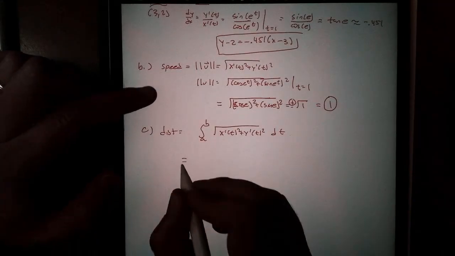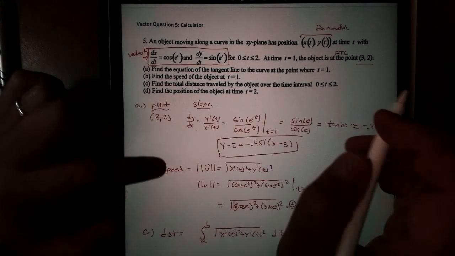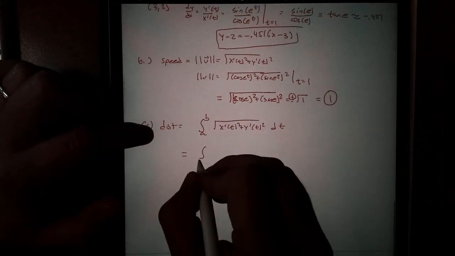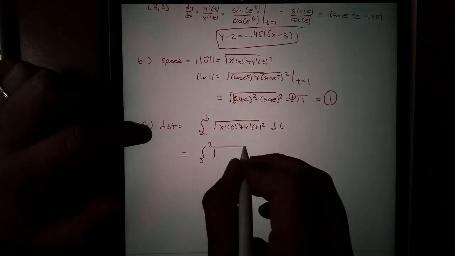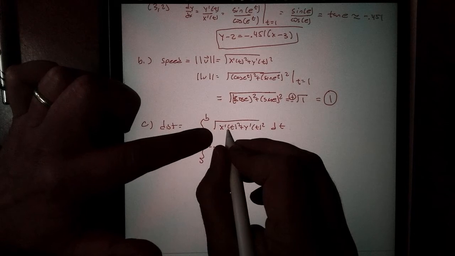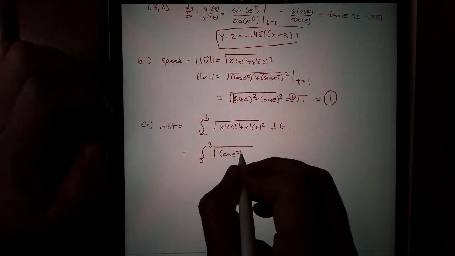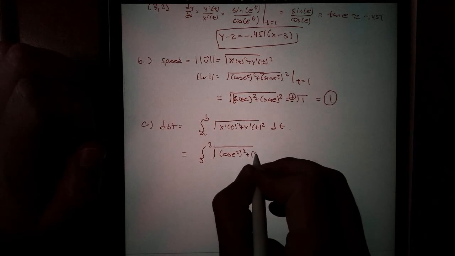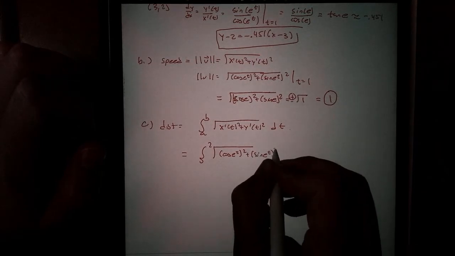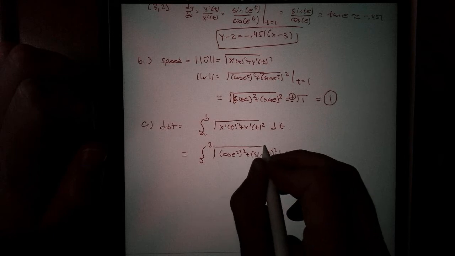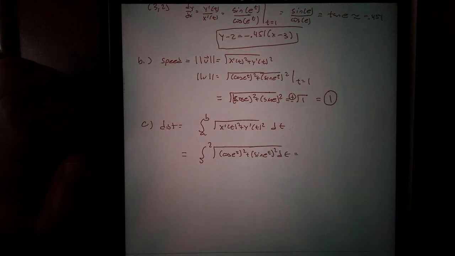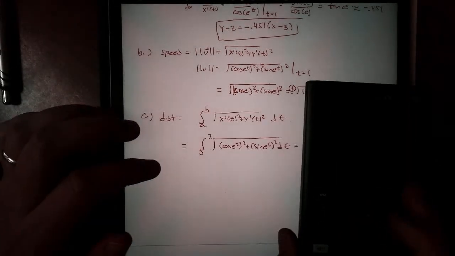Not working there. There we go. So we want to go from 0 to 2. The square root of, again, my derivative is already done, this is cosine e to the t squared plus sine e to the t squared dt. And we just type this in our calculator right here.